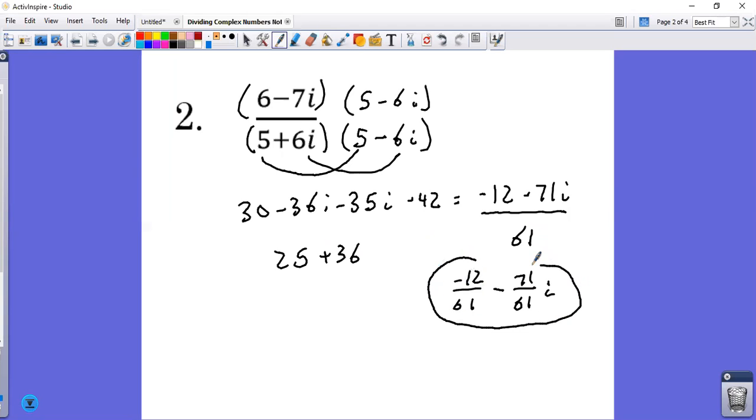Wait, why is it just 61 on the bottom? When you multiply these two conjugates, the one with plus and one with minus, you're going to get the 25 for the start. And then when you multiply 5 times negative 6i, you get negative 30i. And then 6i times 5 is going to give you a positive 30i. So your i parts cancel out.